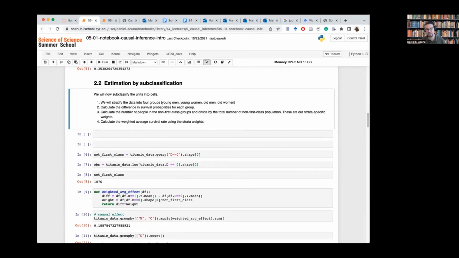Now, the cool thing is that you can say, okay, the causal relationship between being first class and surviving or not surviving is this. So it's not an observational example. Any questions?